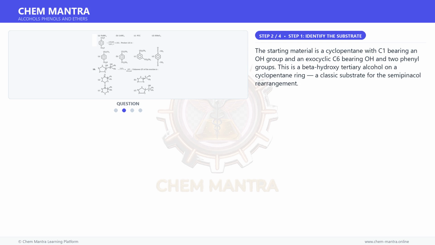Moving on to the next step. The starting material is a cyclopentane with C1 bearing an OH group and an exocyclic C6 bearing OH and 2 phenyl groups. This is a beta-hydroxy tertiary alcohol on a cyclopentane ring, a classic substrate for the semipinacol rearrangement.